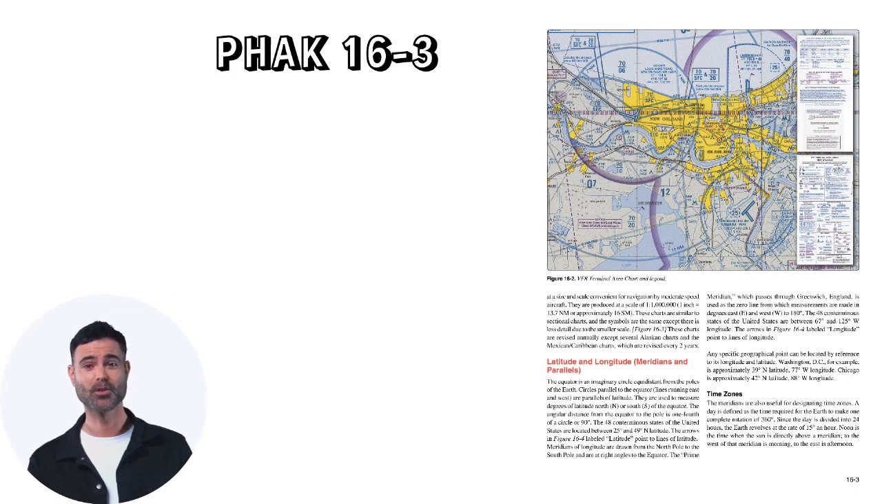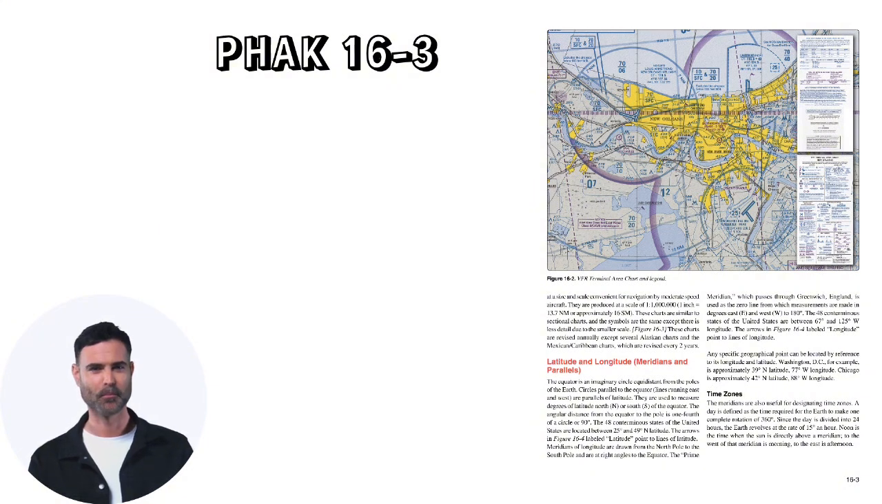Any specific geographical point can be located by reference to its longitude and latitude. Washington, D.C., for example, is approximately 39 degrees north latitude, 77 degrees west longitude. Chicago is approximately 42 degrees north latitude, 88 degrees west longitude.